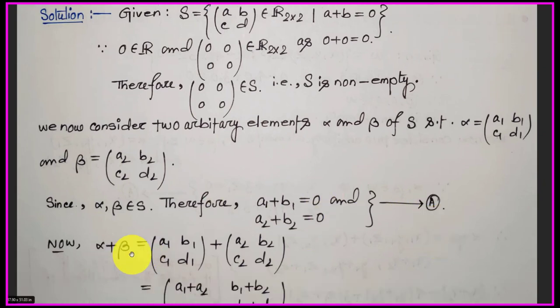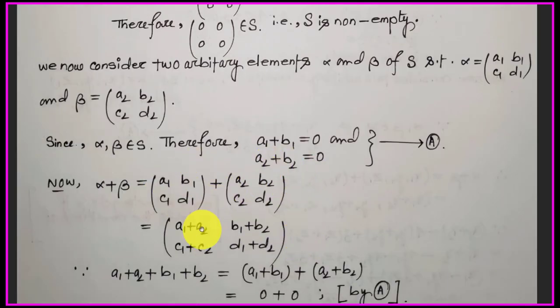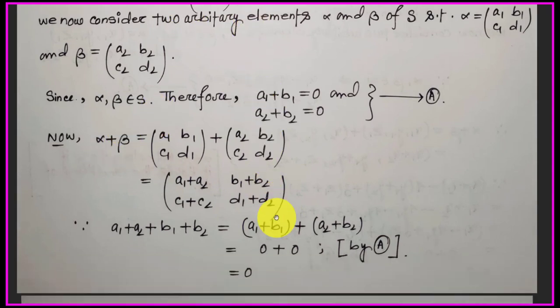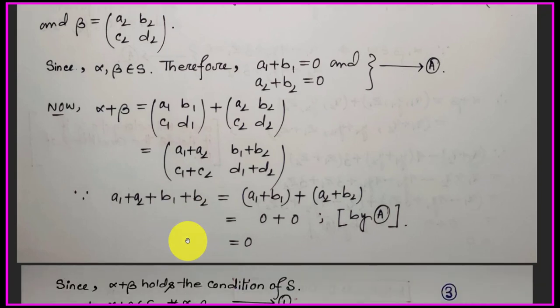Now we have to find alpha plus beta, that is A1 B1 C1 D1 plus A2 B2 C2 D2. This is addition of matrices, that is A1 plus A2, B1 plus B2, C1 plus C2, D1 plus D2. Now alpha plus beta will belong to this set if it holds the condition of this set. So we add this and this element, that is A1 plus A2 plus B1 plus B2. Now A1 plus B1 is 0 and A2 plus B2 is also 0, so we can write 0 plus 0 equals 0. So our first condition holds.